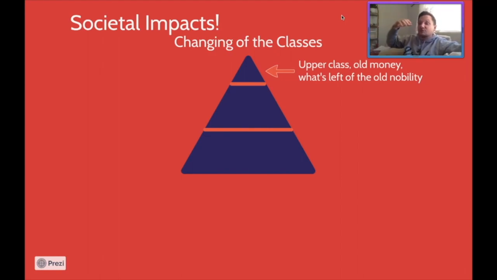So the upper class, which is the old money, what's left of that old nobility, a lot of them are going to become invested in banking, and they're going to find their new futures in the Industrial Revolution and find ways to make money off of the money that they already have, right? Which is so depressing to say.